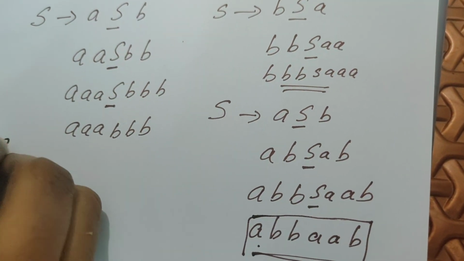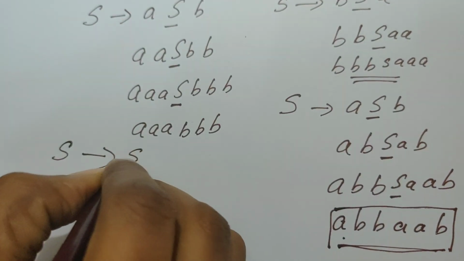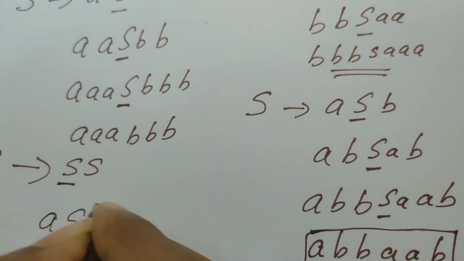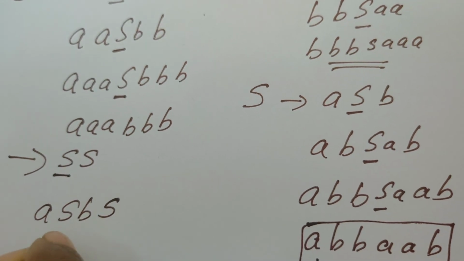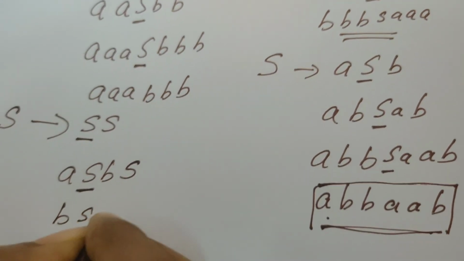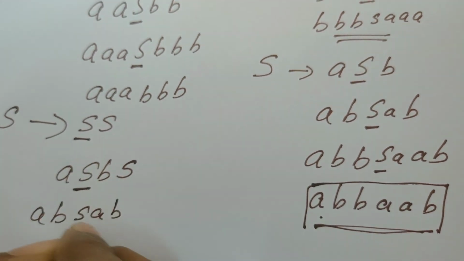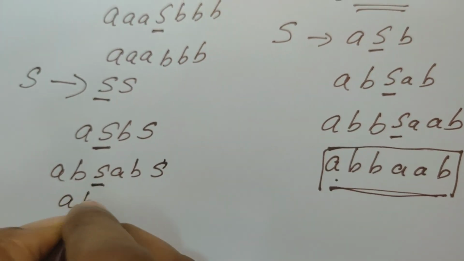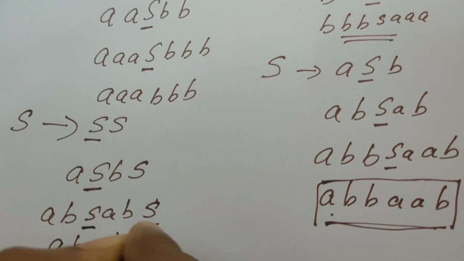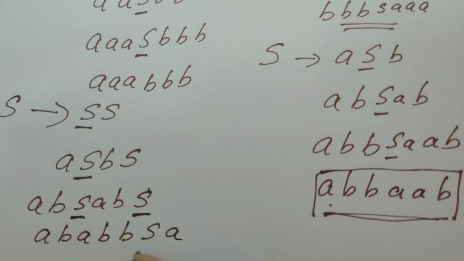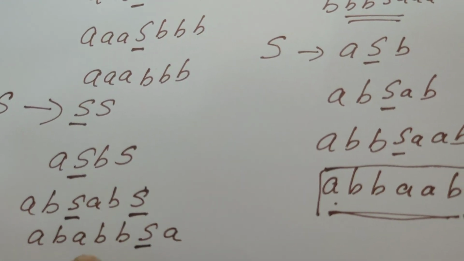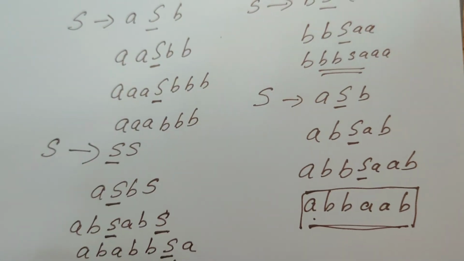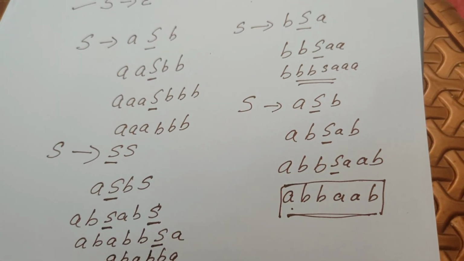Similarly, let me try with another option. S derives SS. In place of S, I can have ASB. Let me retain this S as it is as of now. Now in place of S, I can have BSA. Already ASB is there. I'm retaining this S also. Now this S, I'm replacing it by epsilon. So I'm obtaining ABAB. Now in place of S, if I replace it by BSA, then this S is replaced by epsilon at one point. So what is the string I am getting? ABABA. In this case also, the count of A's is equal to the count of B's.